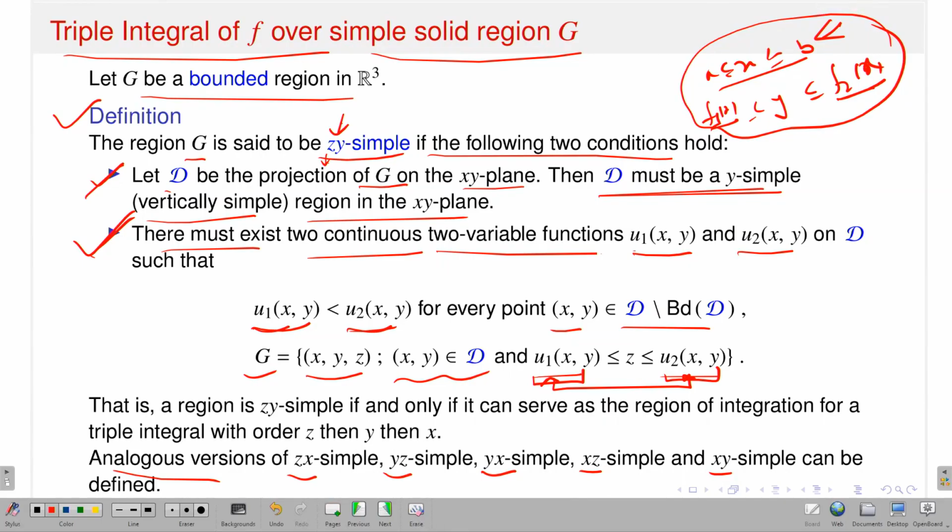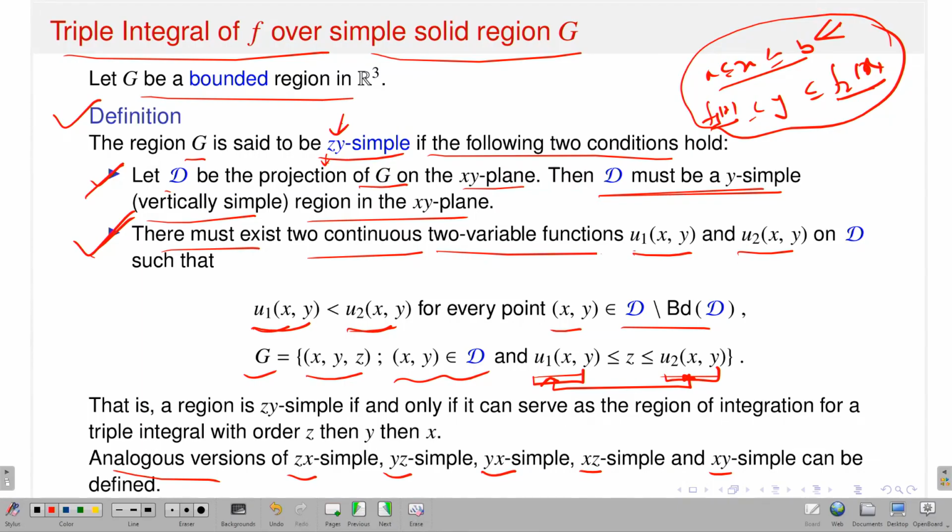Now, if that is the case, if I have a region G in R3 which has two properties, that means if I take the projection of my domain G in R3 onto the xy plane, it will give you some domain in the xy plane, and I demand that it should be vertically simple, that means x should vary from some fixed number a to b, whereas y varies from some function of x to some function of x. That is one.